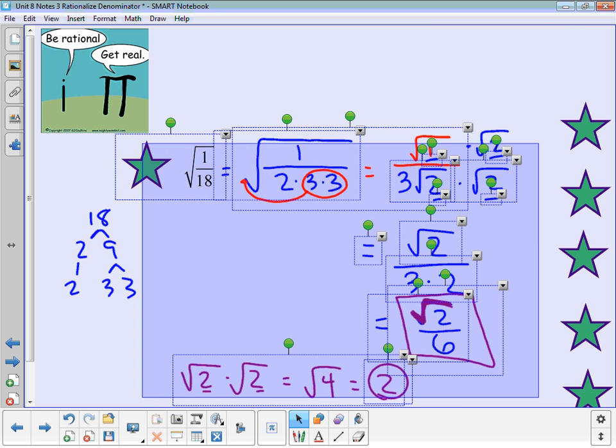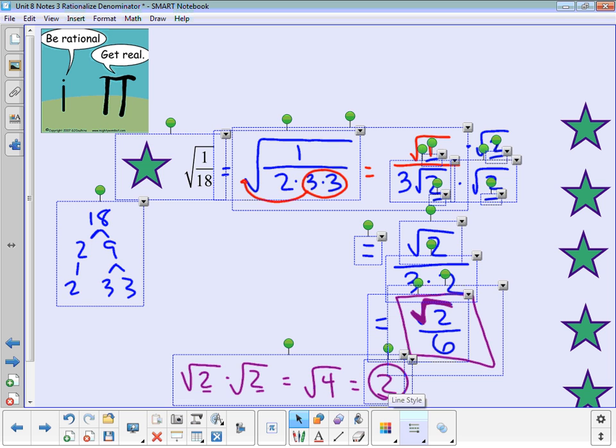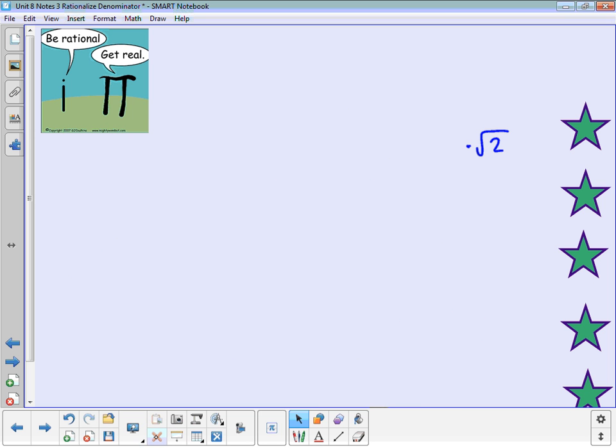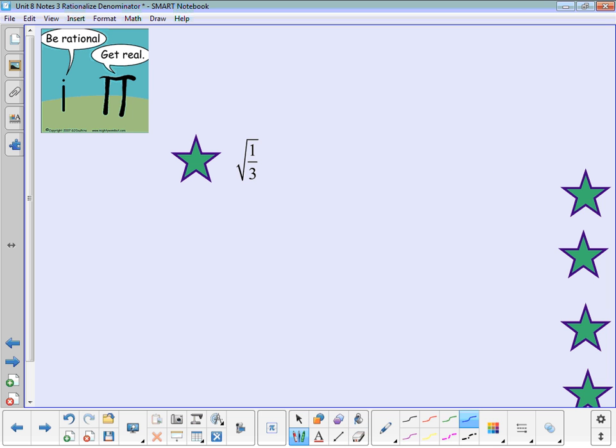All right, so let's take a look at the next one. In the next one, I have the square root of 1 over 3. Now, the square root of 1, I can't break down at all. The square root of 3, I can't break down at all. So that's as simplified as I can get it right now. If I think of those as two separate radicals, because I can split them apart like that, I need to rationalize that denominator.